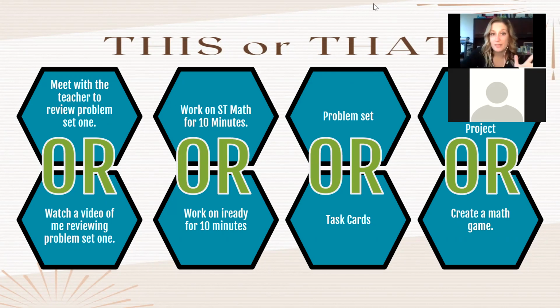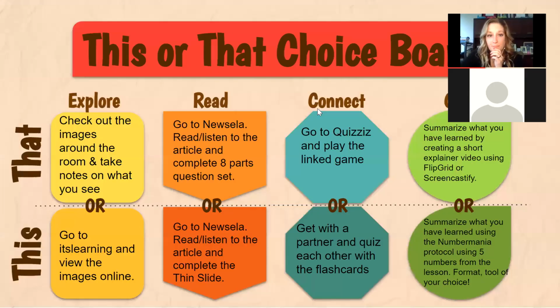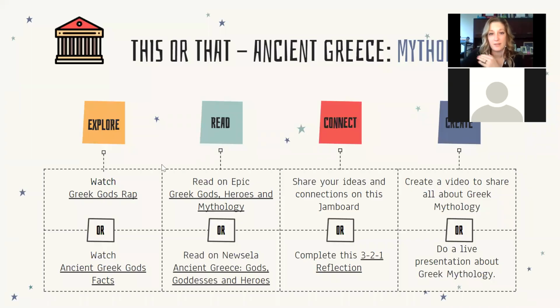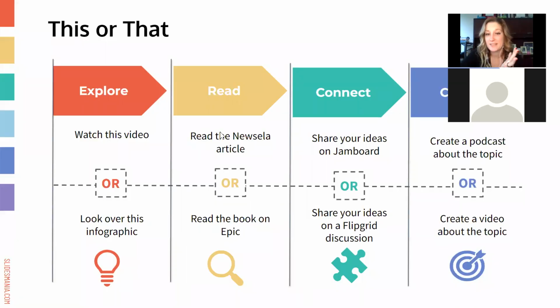So this type of choice board, this or that, can be a structure for a whole entire lesson or a whole entire block of time versus just a smaller chunk like the brain break one that we saw a second ago. Here's another example like that, another this or that, where it guides students through the different components of the lesson versus just a small chunk of time. This was a blank one you can copy and start going with. Again, another one that's a little bit more of a full lesson choice board, this or that. Another full lesson option.